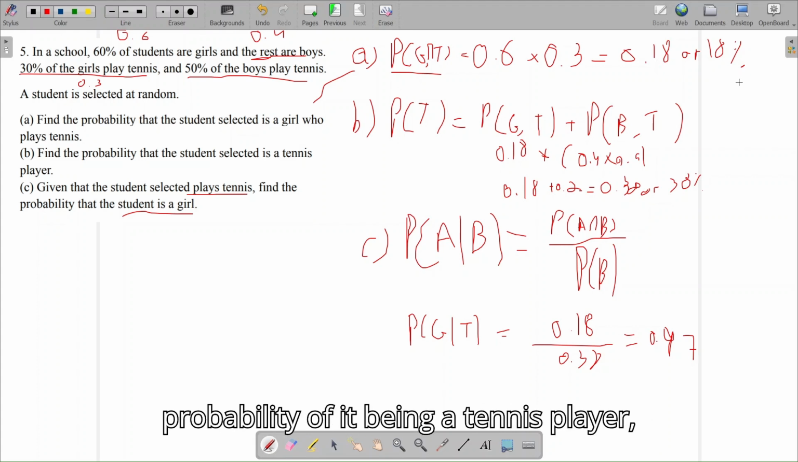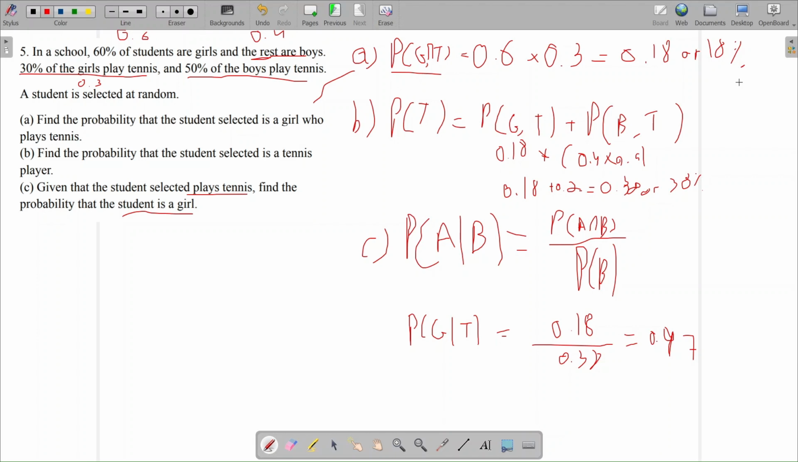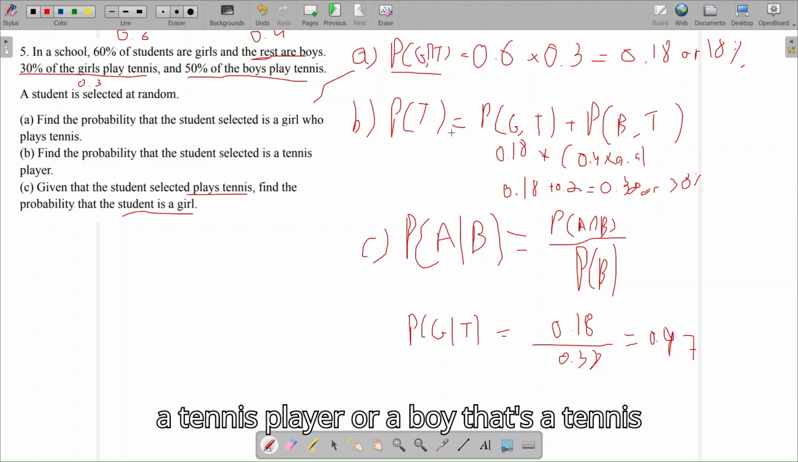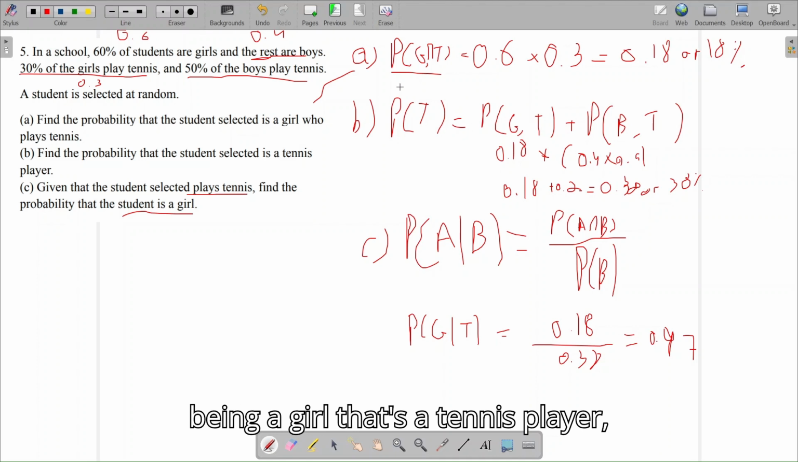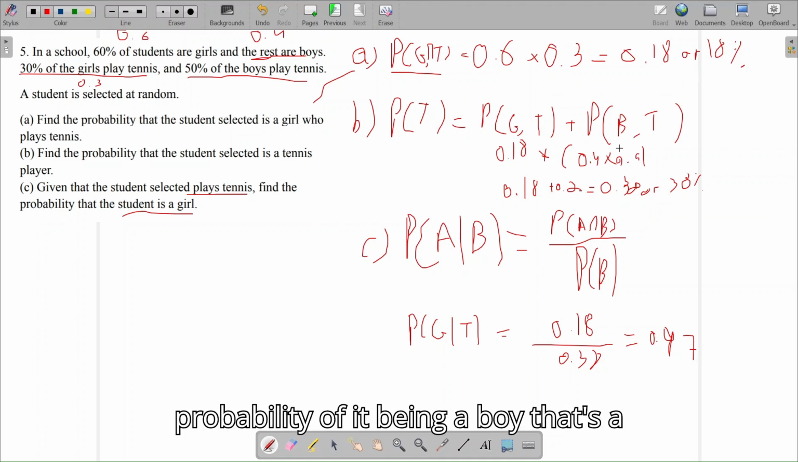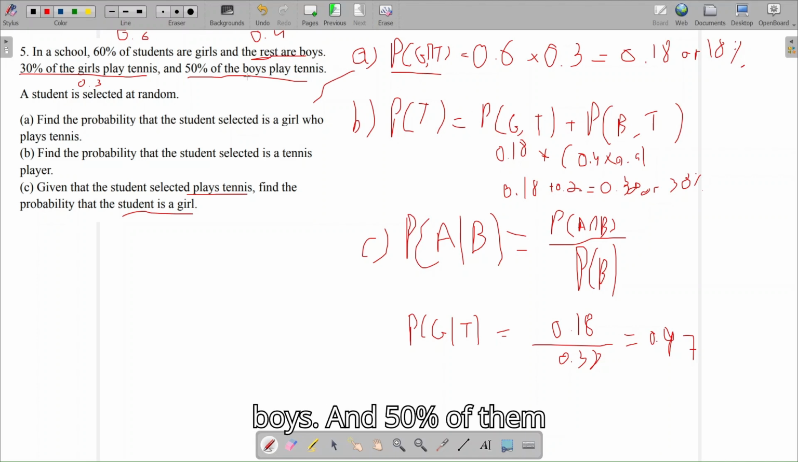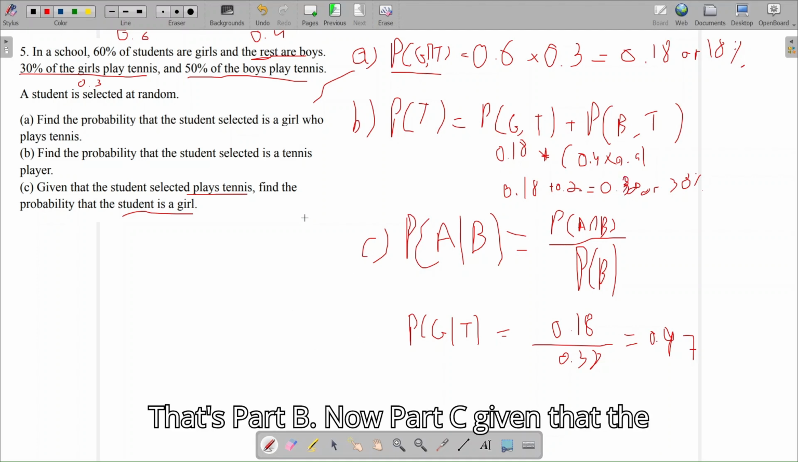Now, the probability of it being a tennis player means it's a girl that's a tennis player or a boy that's a tennis player. We found the probability of a girl that's a tennis player, which is 0.18. Now we find the probability of a boy that's a tennis player. 0.4 are boys, and 50% of them play, so 0.5. So 0.18 plus 0.4 times 0.5. 0.4 times 0.5 is 0.2. So 0.18 plus 0.2 is 0.38, or 38%. That's part B. Now, part C.